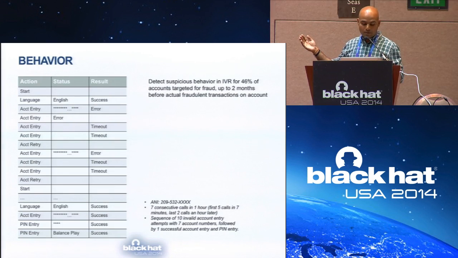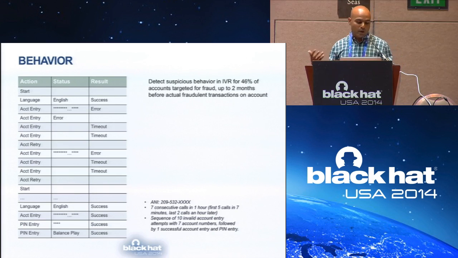This is a set of 7 consecutive calls from the same number, made within 1 hour. The first 5 calls were made in the first 7 minutes, and the 2 other calls were made about an hour later. What this caller did was try to enter account numbers: enter an account number, fail, wait a while, try another account number, fail, and so on. Doing that 10 times with 10 different account numbers, ultimately getting an account number that worked, entering the PIN that worked, and then successfully getting the balance of the account.